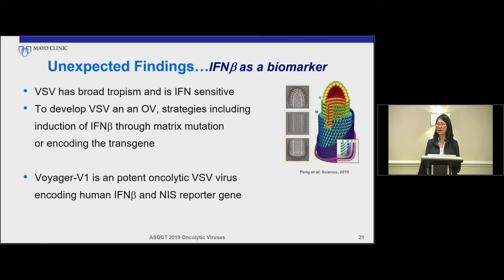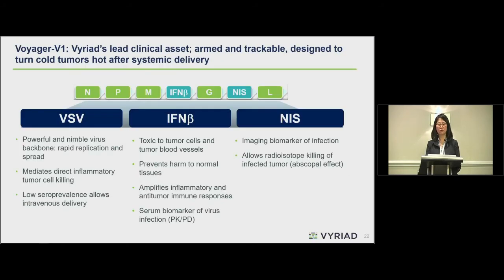So to develop VSV as an oncolytic, strategies have included induction of interferon beta, for example, through M-mutant mutation or deletion of a single methionine residue 51, or encoding the interferon beta transgene itself. Voyager V1 is the code name for the VSV interferon NIS virus, and is potent and encodes the human interferon beta transgene and NIS reporter gene, and these are some of the functions that you've seen earlier this morning.